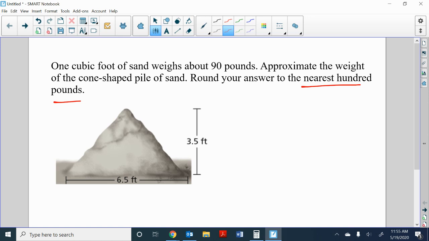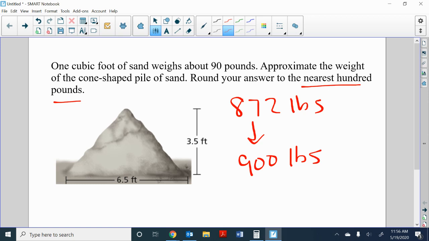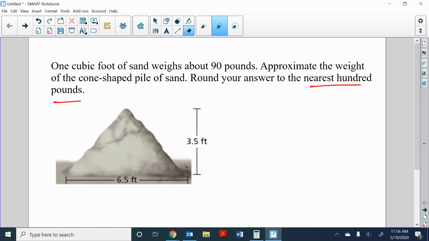So that means something like if I get a final answer of 872 pounds, I'm going to round this to the nearest 100 pounds, which is going to be 900 pounds or something like that. Okay. So just keep in mind that might have been your mistake. But let's find the volume, convert that into pounds, and then round.